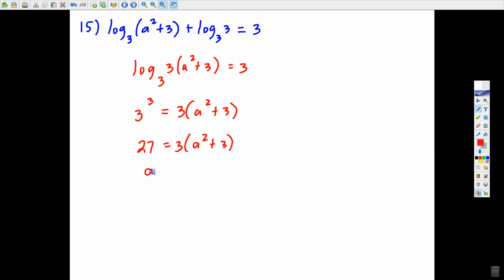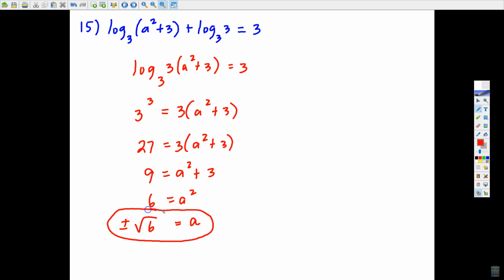Dividing by 3 on both sides gives me 9 equals a squared plus 3. Subtracting 3 gives me a squared equals 6. And now the square root of both sides gives me plus or minus the square root of 6 is equal to a. And that's really two answers for number 15.